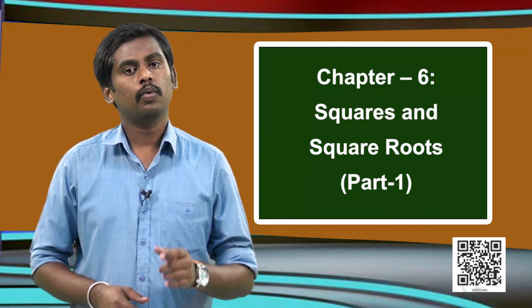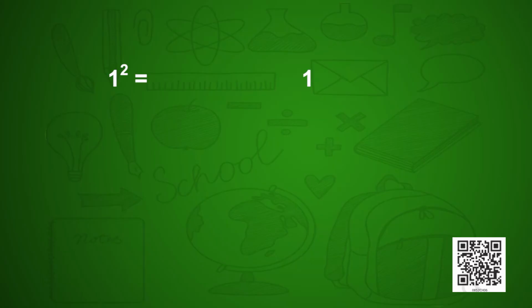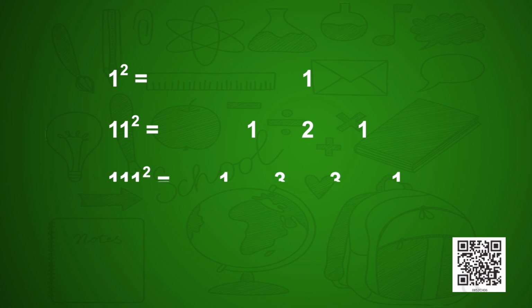Finally, we will observe one very interesting pattern. 1 square is equal to 1. So, 11 square is equal to 121. Then 111 square is equal to 12321. So, we are writing the digits in such a way that the numbers have been placed as shown here. And finally, we will also take another square, which is 1111 square, that is equal to 1234321.